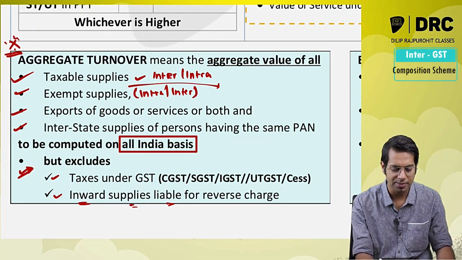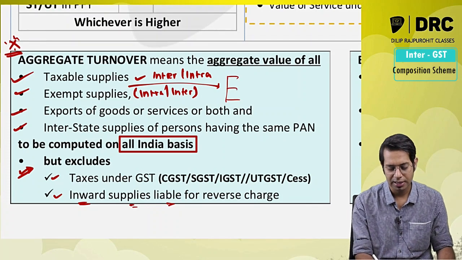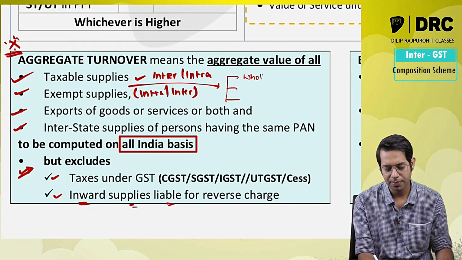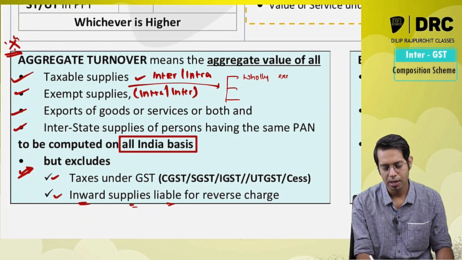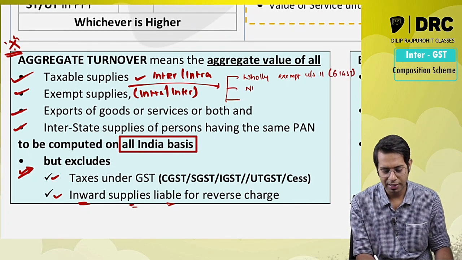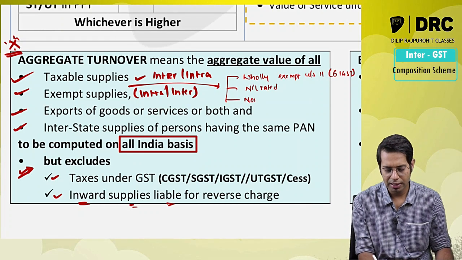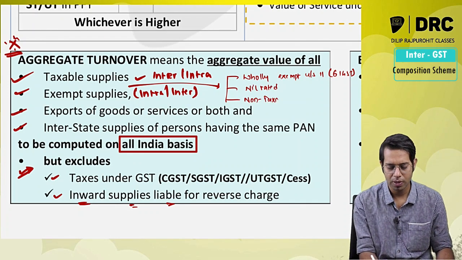Sir, what do you mean by exempt supply? Exempt supply means three things. Exempt supply means the supplies which are wholly exempt under section 11 of the CGST Act or under section 6 of the IGST Act, the supplies which are nil rated, and it includes non-taxable supplies.